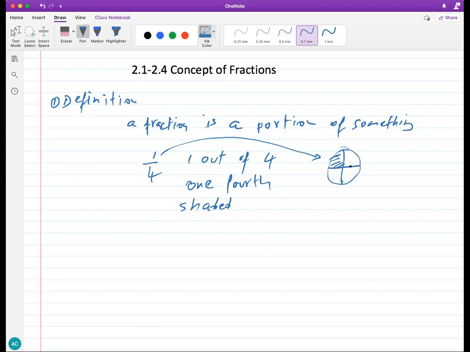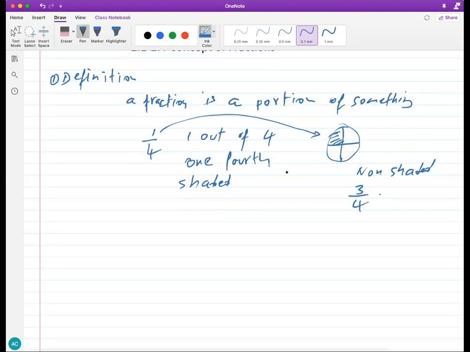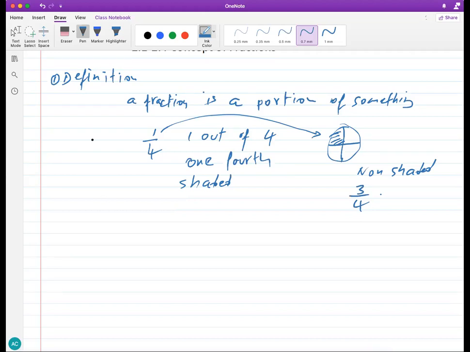So what's left? What is the fraction of the non-shaded part? 3 out of 4. That's right, 3 out of 4. So 1, 2, 3 out of the total of the pieces, which is 4. So this is a little example of what fractions are, basically a piece of something.